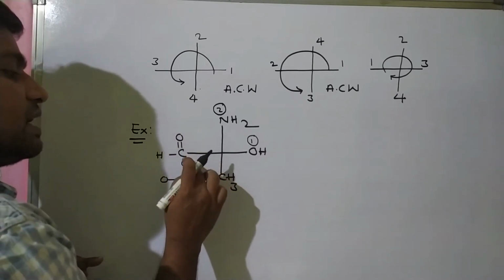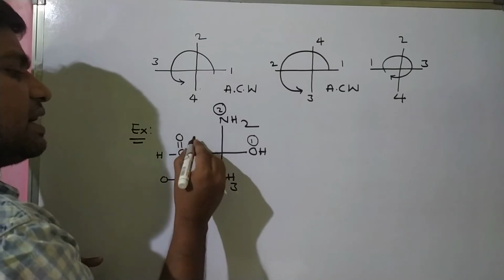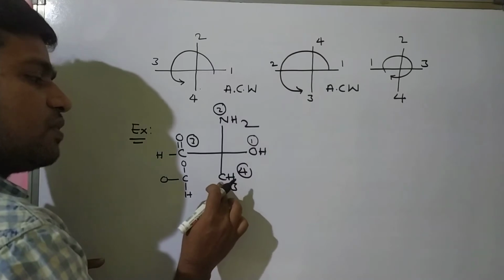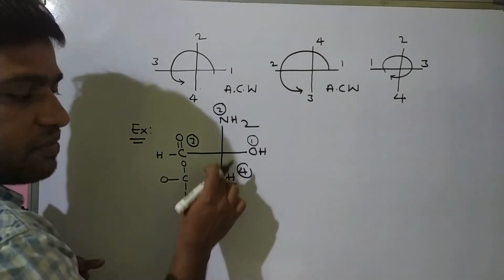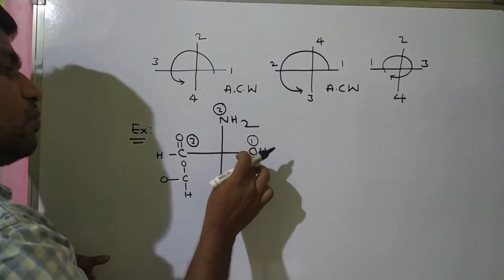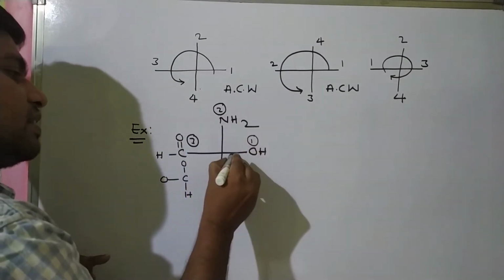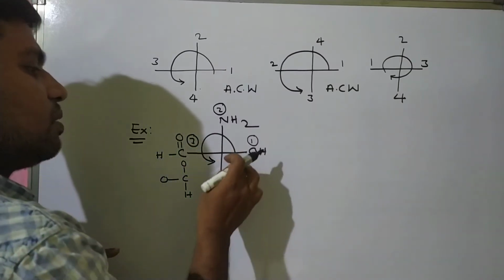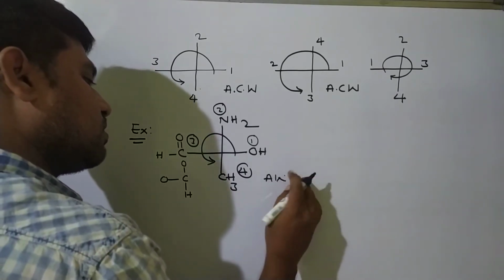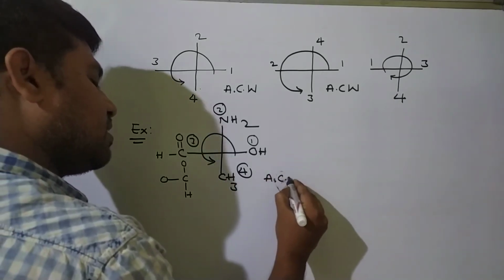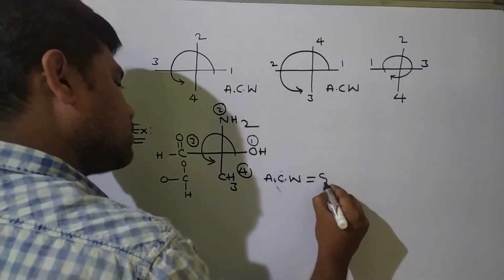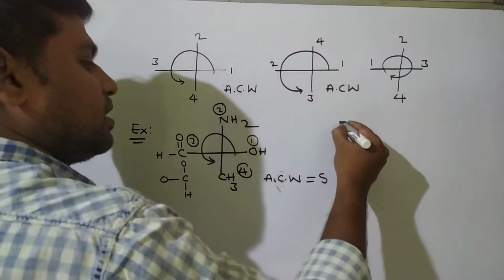So this will get third priority, and this is the fourth priority. So here the fourth priority is at the vertical. Now the rotation is 1, 2 and then 3. Okay, students, this is again anti-clockwise rotation. So anti-clockwise, ACW, definitely the isomer is S. Okay, please note the next one.